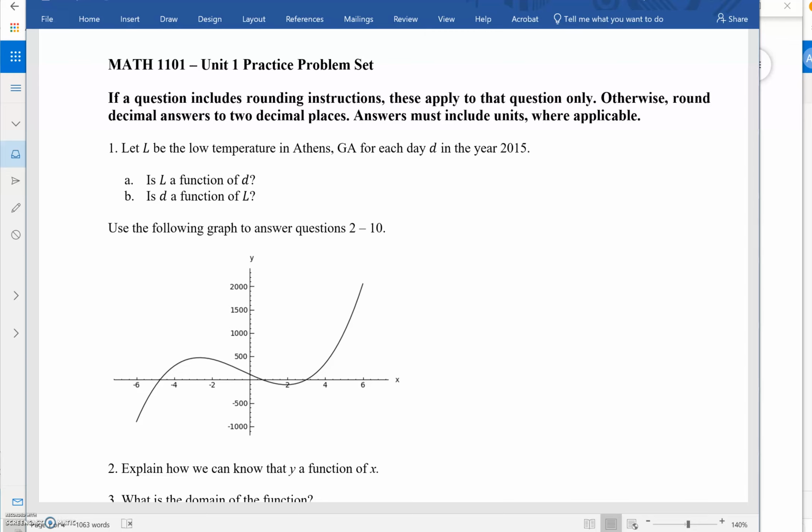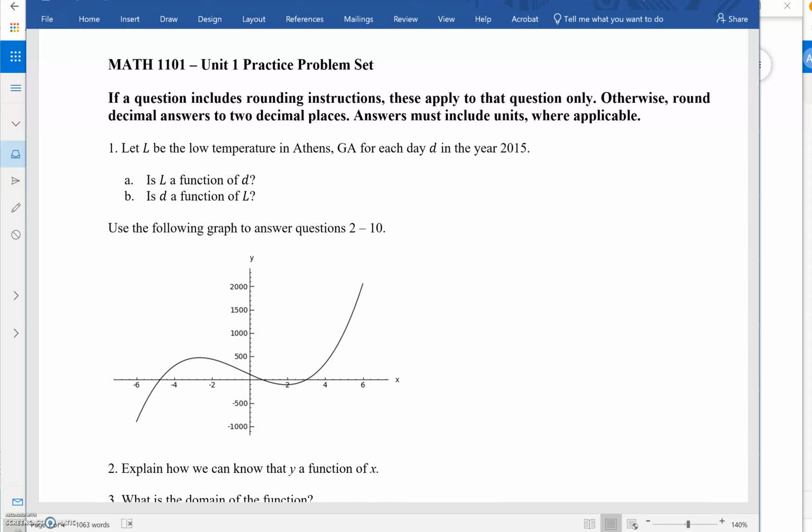All right, so we're going to be going over the Unit 1 practice problem set. And let's dive into this. So number 1: let L be the low temperature in Athens, Georgia for each day D in the year 2015. And we want to know, A, is L a function of D? And B, is D a function of L?